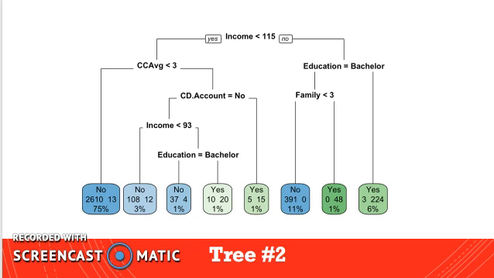The thing that I like about this decision tree is that for customers that have an income less than $115,000 and a credit card average higher than 3 and do not have a CD account and have an income higher than $93,000, the next variable that we look at is this education variable. And what we can really see here is, if they do have a bachelor's degree, they most likely do not accept personal loans, but if they do not have a bachelor's degree, it is likely for them to actually accept the personal loan.